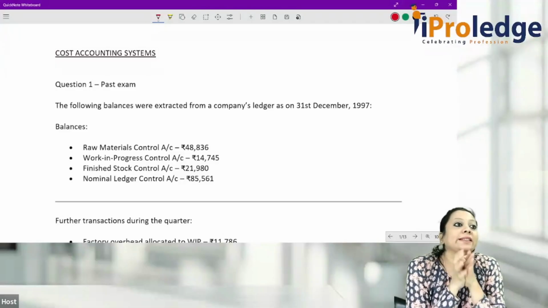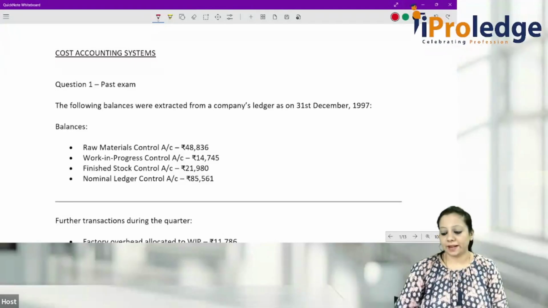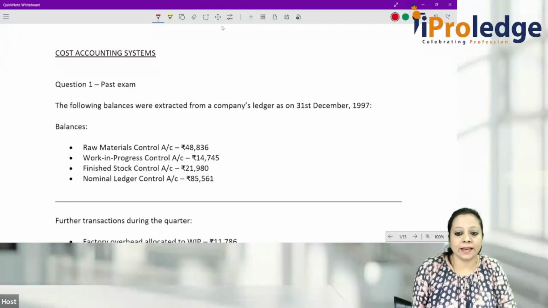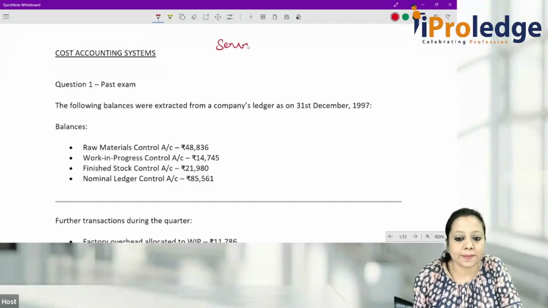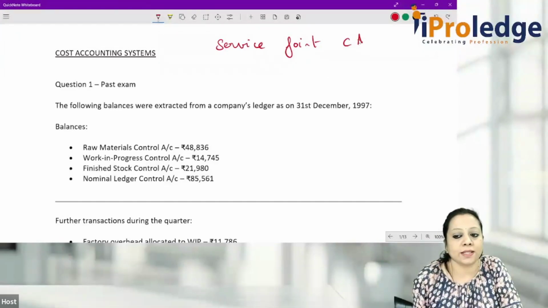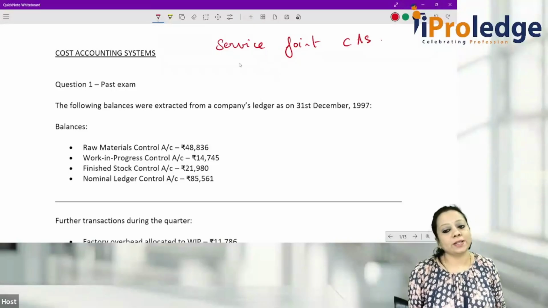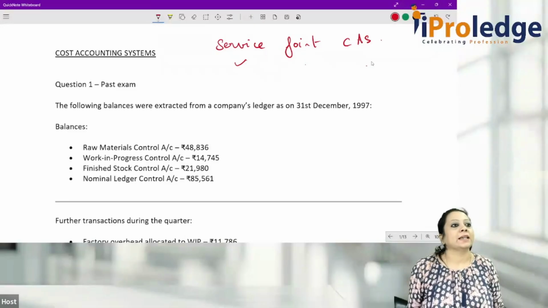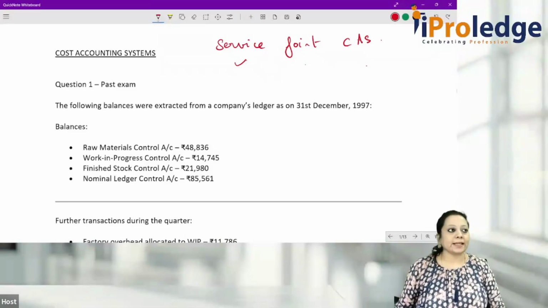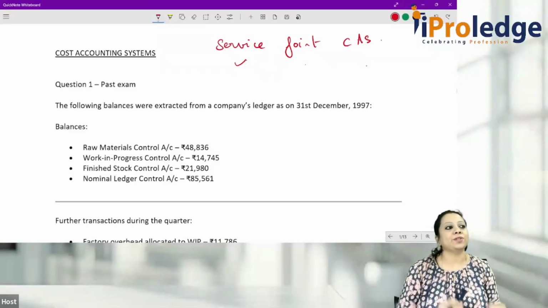Now we will start with day two. That is, day two we are going to do, as we discussed yesterday, service, joint product by product, and cost accounting systems. These are the ones that we'll be doing. So the order also is service, joint, and then CAS. CAS is a little bit easy, but it's consistently asked for 8 to 10 marks.